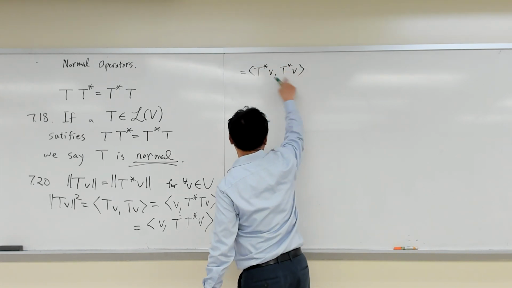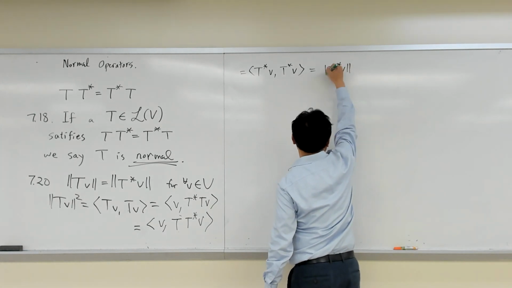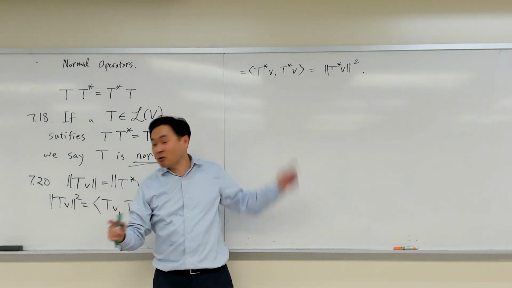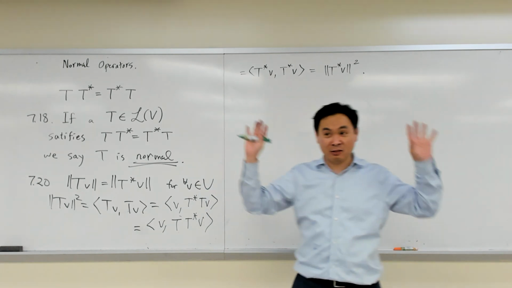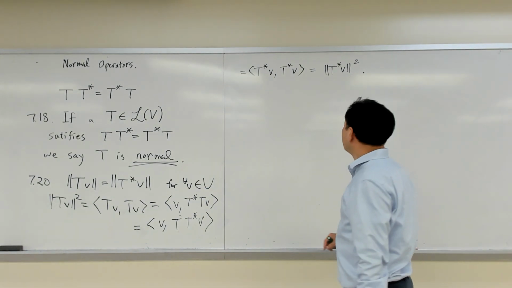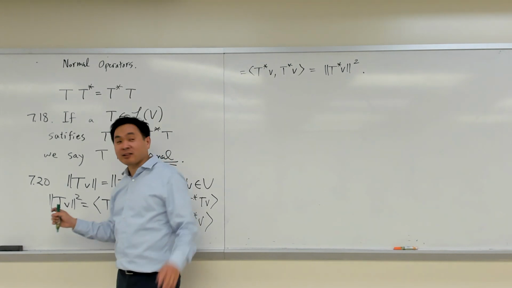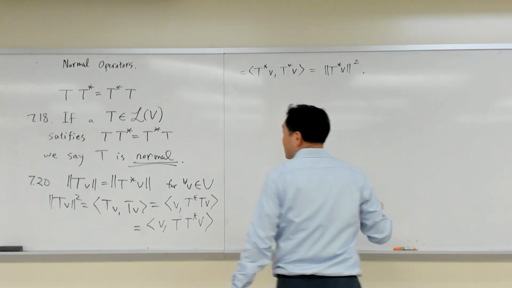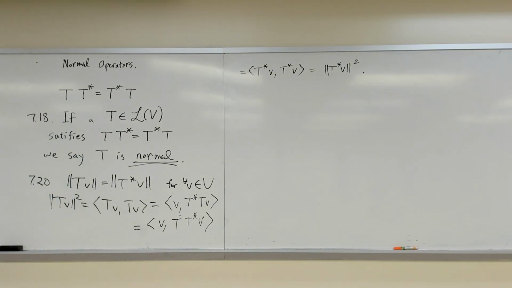Oh, these two are the same. So what's that? That's ||T*v|| squared. Done. So since their squares are equal and these are non-negative, if two non-negative numbers' squares are equal, they themselves are equal, right? I mean non-negative, could be 0. So these are non-negative, their squares are equal, so they're equal to themselves. Okay. So that's one thing.